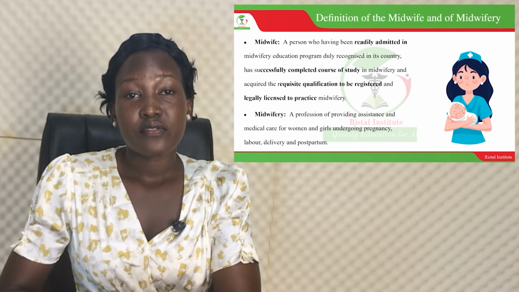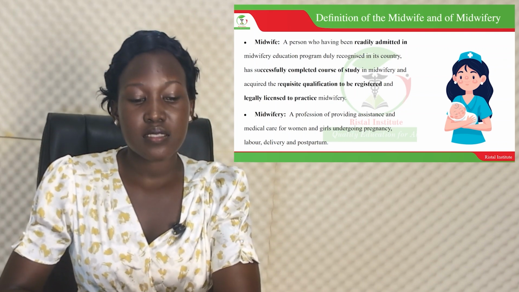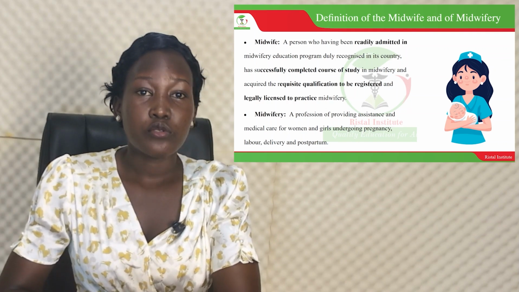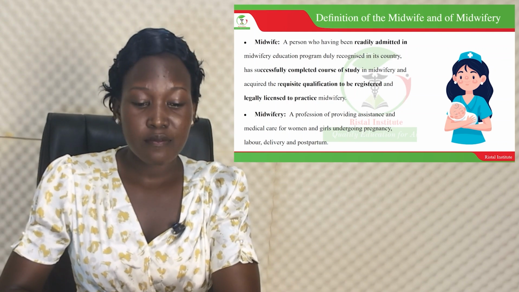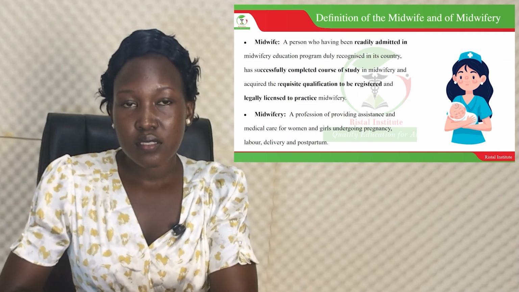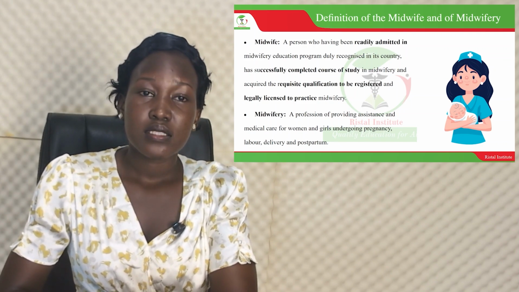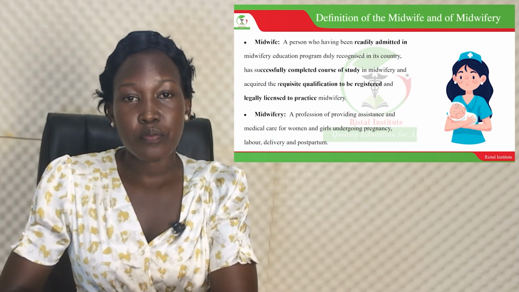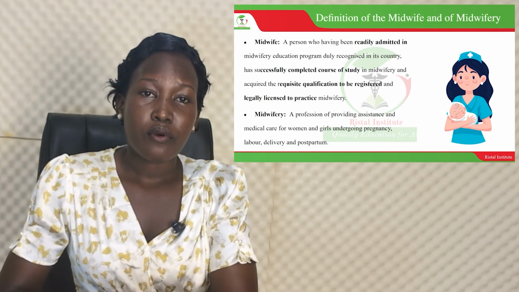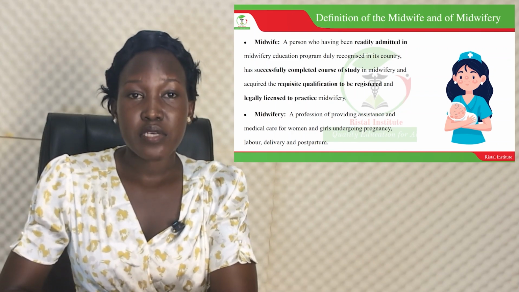Having been qualified to enter the midwifery program, you must successfully complete the course. That means if at one point you stop on the way, you might not be qualified to be called a midwife. Then you should also acquire the requested qualification to register. That means there are cut-off points that will not make you to be called a midwife. And then you are supposed to be legally licensed to practice. So at the end of it all, when you finish your midwifery program, you are supposed to get a license that will allow you to practice. So a midwife is basically a person.